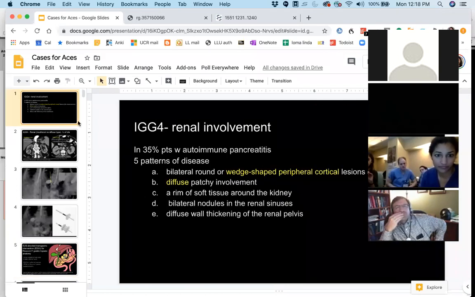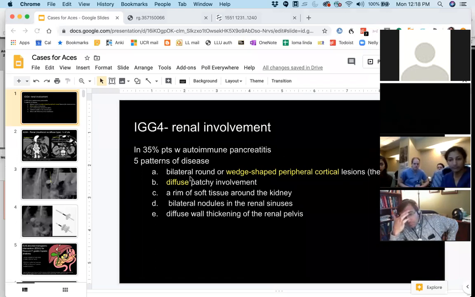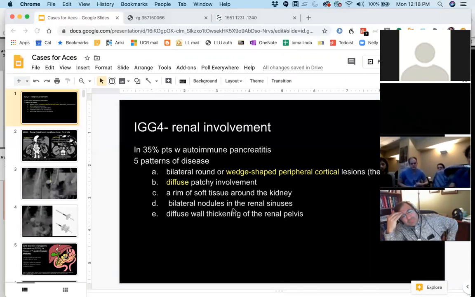So there are 5 different patterns associated with IgG4 disease in terms of renal involvement. The most common is what we just saw, which is these bilateral multifocal wedge shape lesions. This is the most common type. And then you can have diffuse patchy involvement, so you get enlarged bilateral kidneys that are hypodense. And then there are a few other manifestations of renal involvement in the setting of IgG4 disease. This is seen with 1/3 of patients with autoimmune pancreatitis.